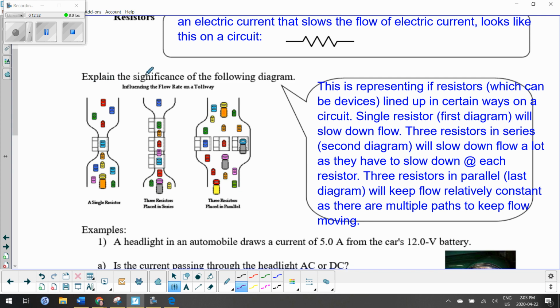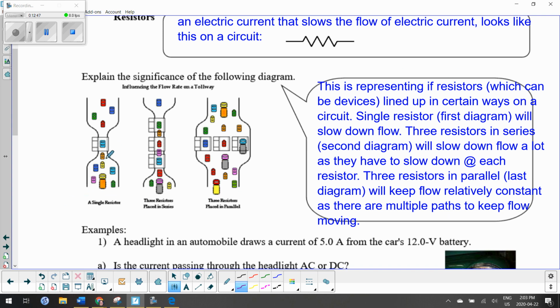The next one says, explain the significance of the following diagrams. I have 3 diagrams here: a single resistor, 3 resistors placed in series, and 3 resistors placed in parallel. I explain this to the side here.